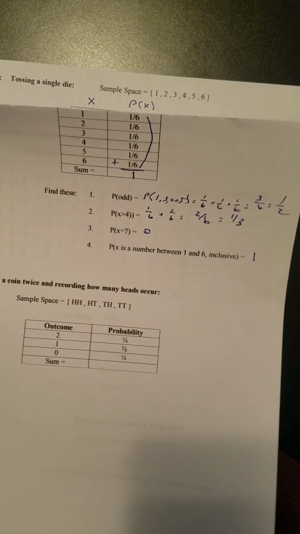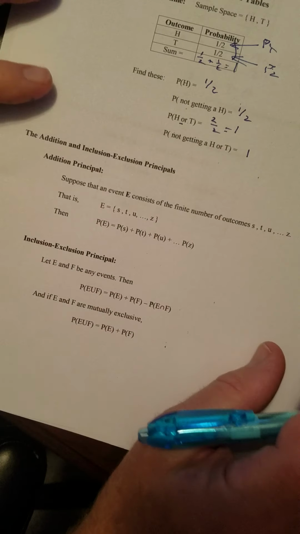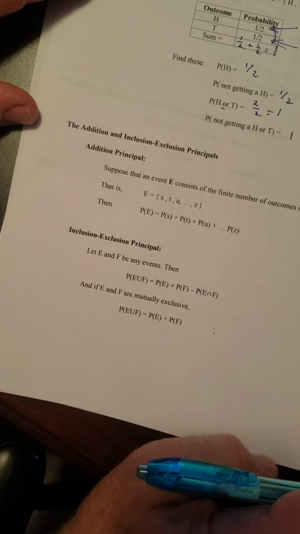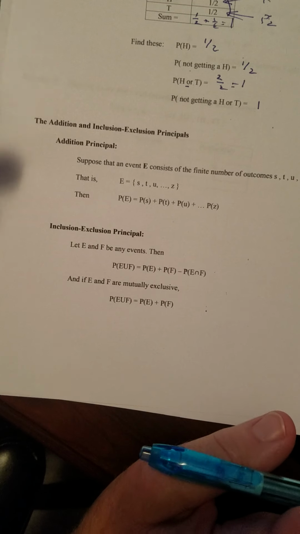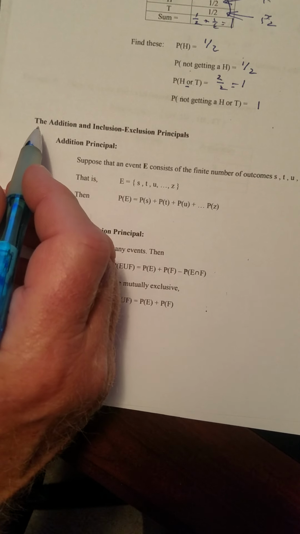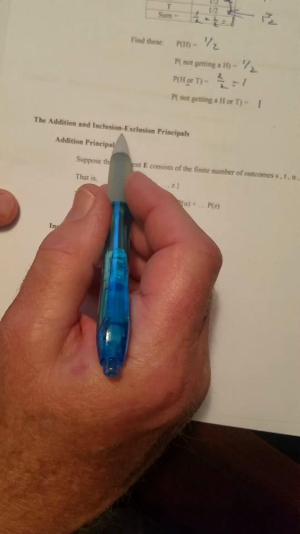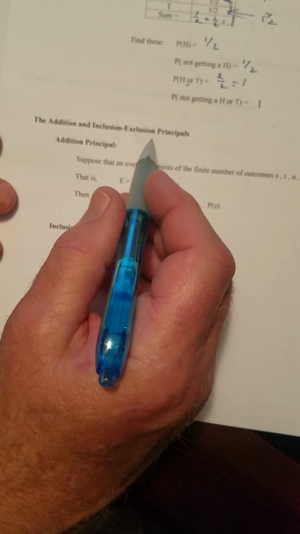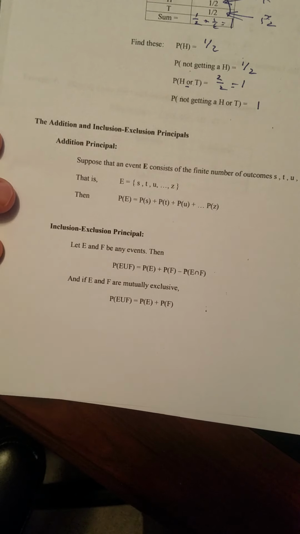Okay, now I'm going to switch again. I'll come back to this page, and I want to talk about this page next. Going back to here. Two more properties, the addition and the inclusion-exclusion principles. The addition principle we just did.